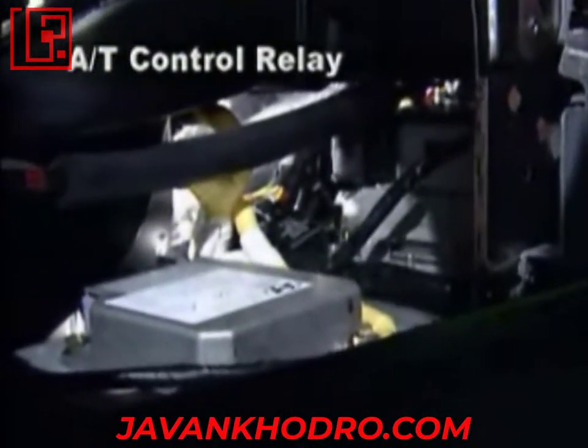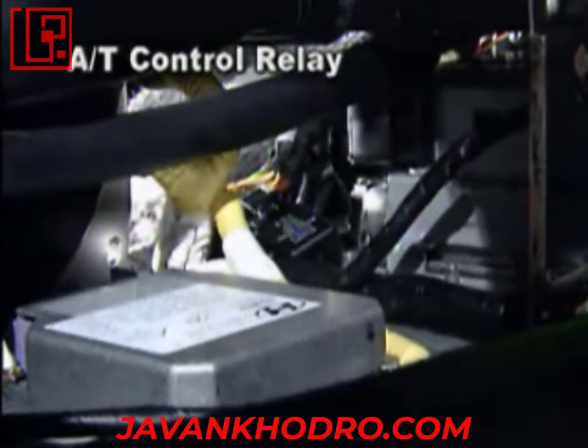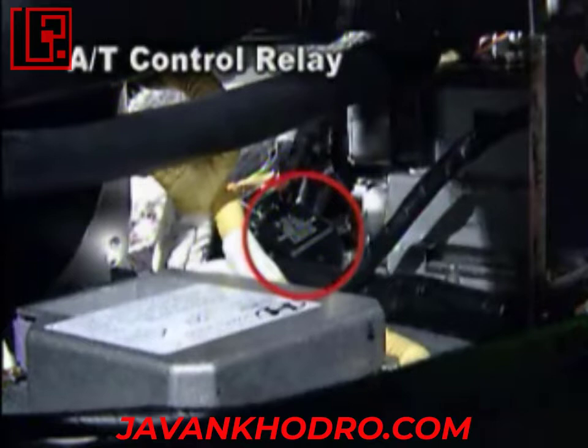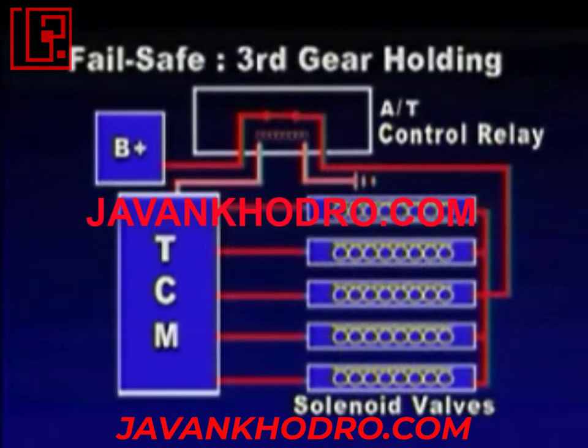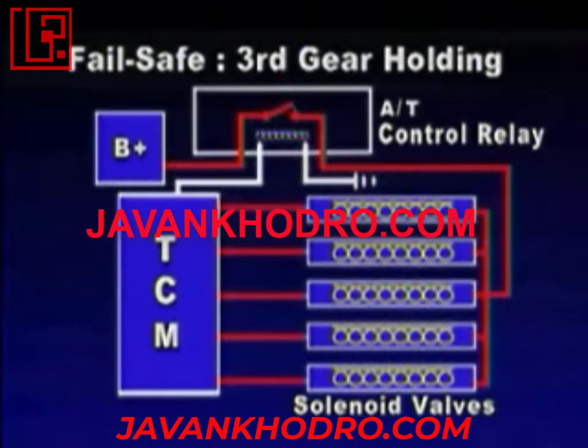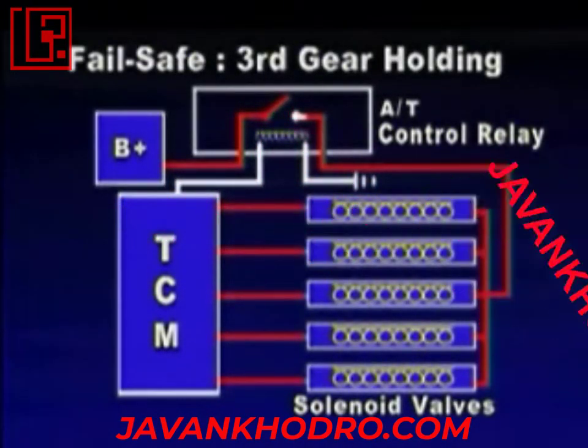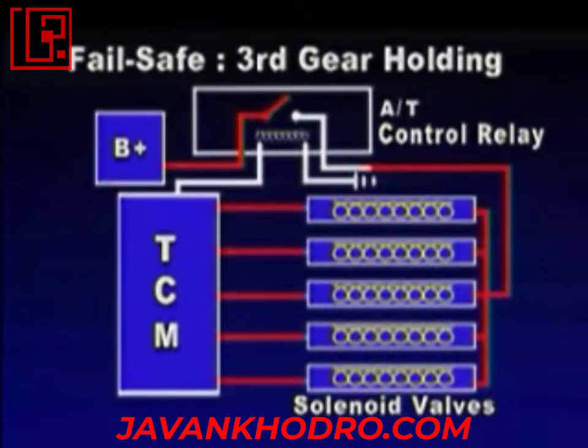Next one is automatic transaxle control relay. Power is supplied to each solenoid valve, as TCM controls the negative terminal. If the ignition key is on, automatic transaxle control relay turns on at the same time. In a failsafe function, the automatic transaxle control relay is deactivated by the TCM, and all solenoid valves are turned off, making a third speed hold condition.